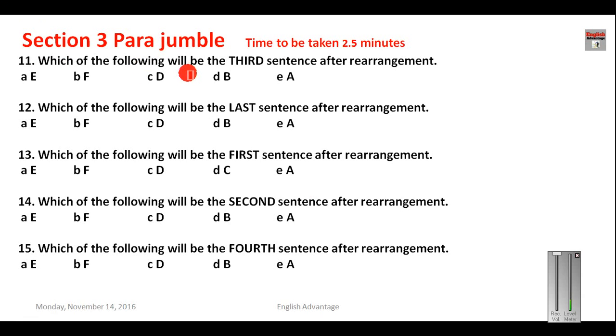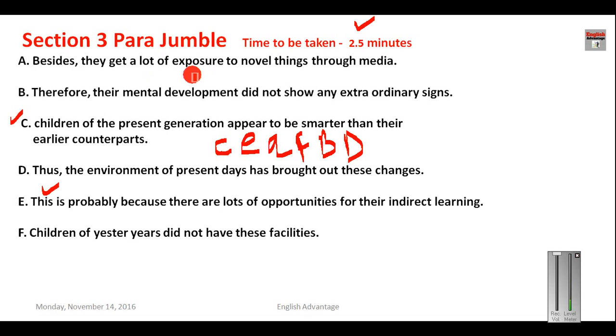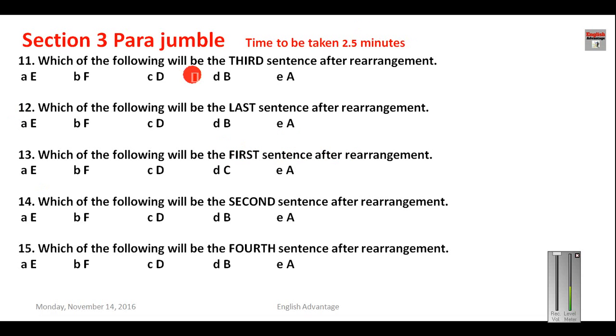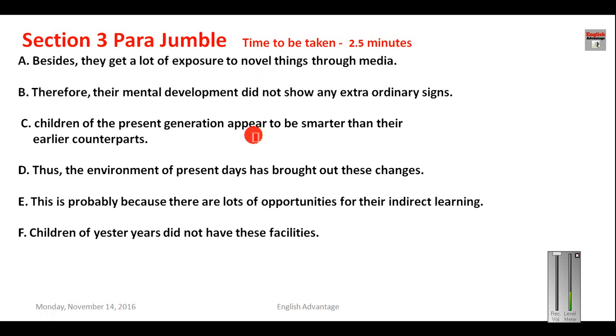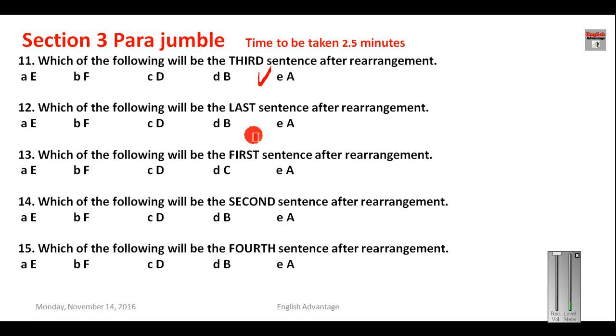Okay, which of the following will be the third sentence after rearrangement? Now let me see which is the third sentence. Third sentence is A. So A will be your answer. I mean E will be your answer. Okay, because E option is having A. So E will be your answer. Last sentence I think is D. Yes, it is D. So your answer will be C. First sentence is C. So your answer will be D.